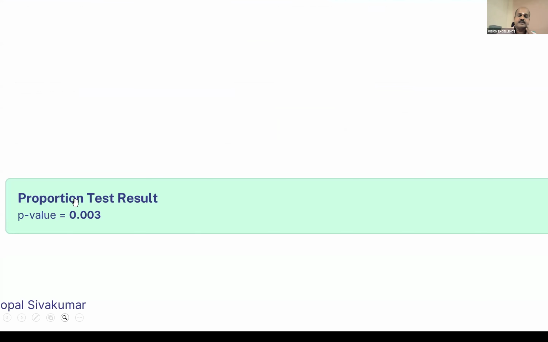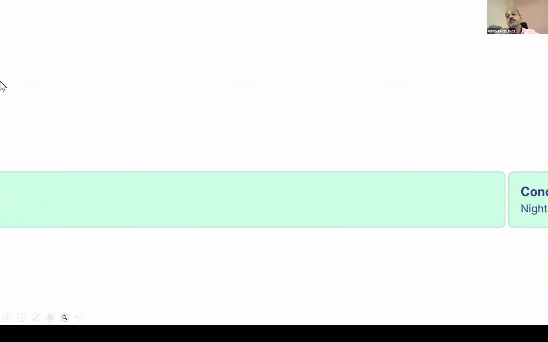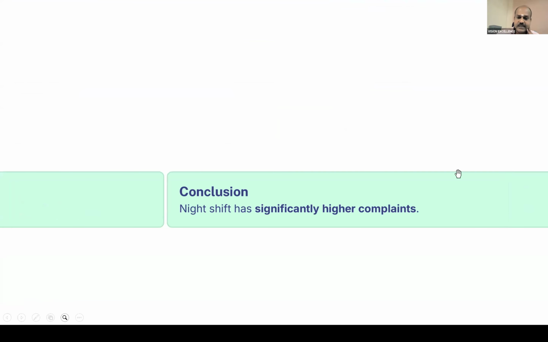P-value is how much? 0.003. So what do you understand? It is below 5%. So night shift, reject the null. Significantly higher complaints. You have to do something with the night shift. So before taking action, just do this exercise, look at the p-value and then proceed, so that it is good for you to make the right, only the needed changes. You should never be making an unneeded or unwanted change, isn't it? So whether the change is wanted or not, you can actually judge by comparing with the p-value.